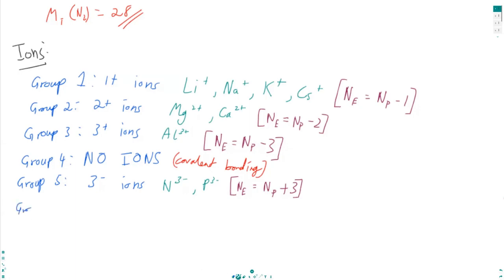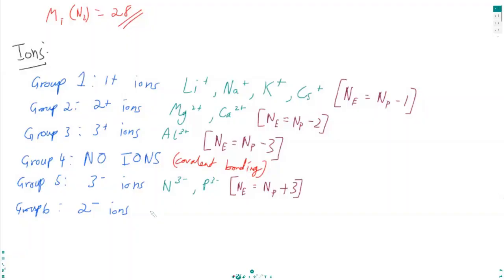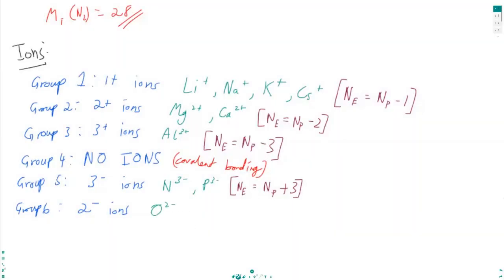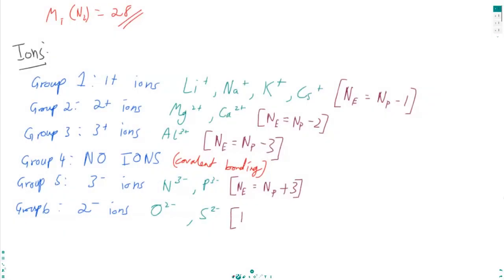Group 6 forms the 2 minus ions. For instance, we have the O2 minus ion and the sulfur 2 minus ion. The general equation is that the number of electrons is always equal to the number of protons plus 2.